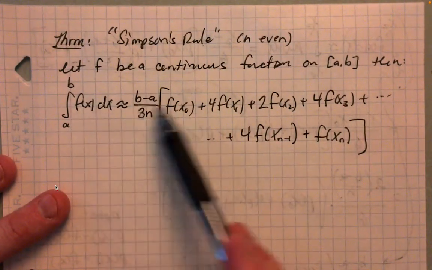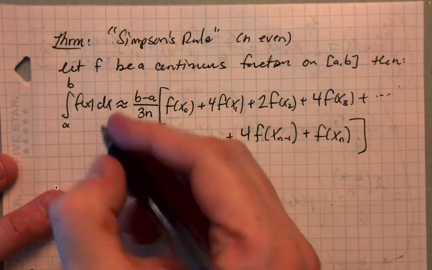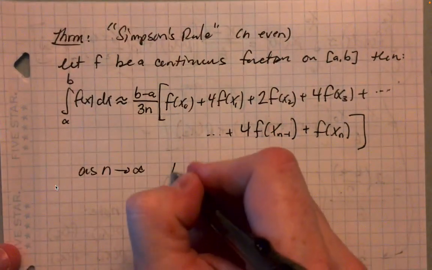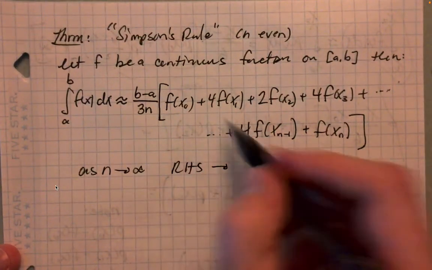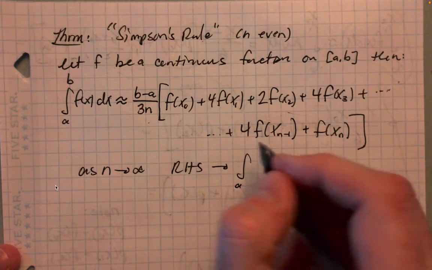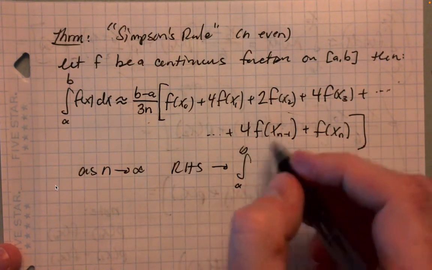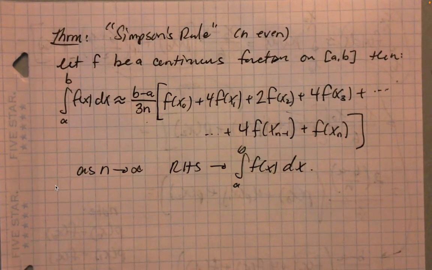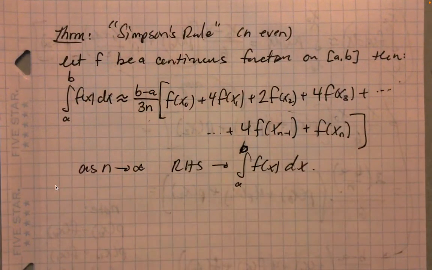basically this is the approximation, and it is a fact that as n goes to infinity, the right-hand side of this approximation goes to the integral, right? The limit is the integral, as you can imagine. As the norm of the partition drops to 0, i.e. the number of intervals increases to infinity, then this basically turns into the integral.